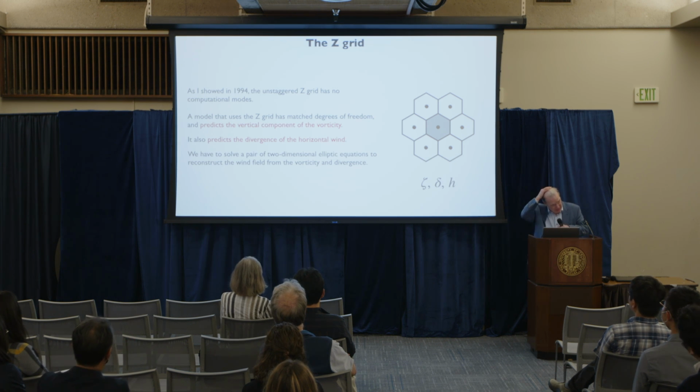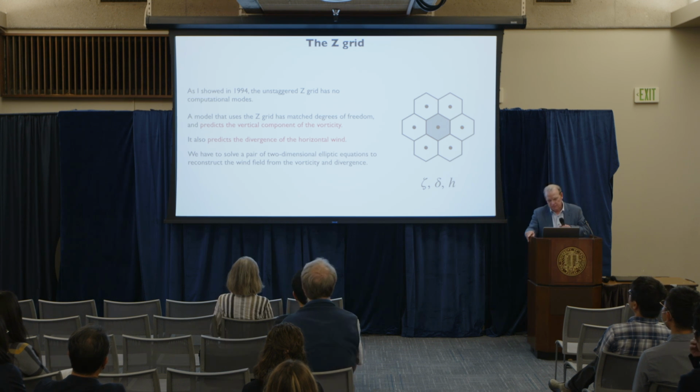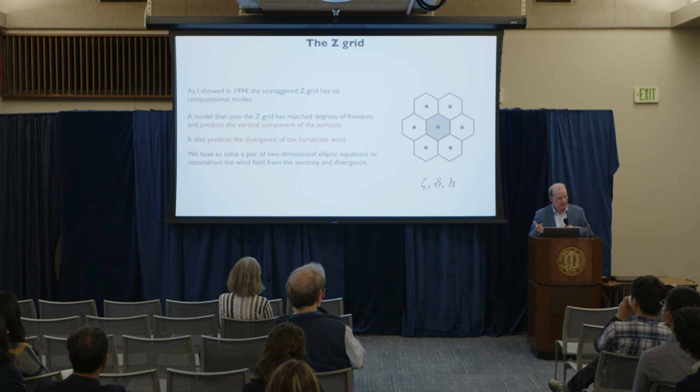So back in 1994, I was interested in using these geodesic grids, and I proposed a solution to this problem in which instead of predicting the winds, you predict the vorticity and divergence. This is called the Z-grid, and John mentioned it this morning. In this case, it's an unstaggered grid. So the mass lives in the center of the cell, but so do the vorticity and divergence. There's obviously one divergence and one vorticity for each mass, two degrees of freedom in the wind field for each mass. That's the right number. So the degrees of freedom problem goes away.